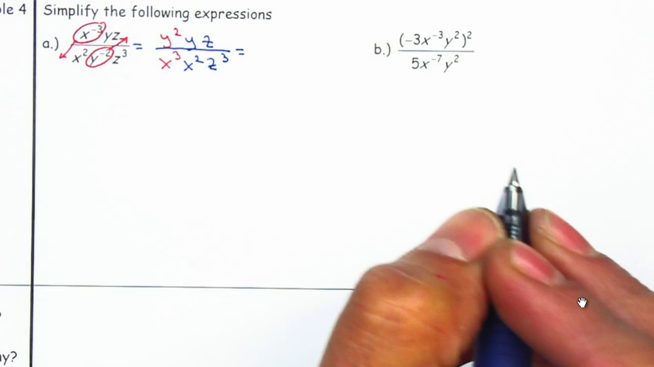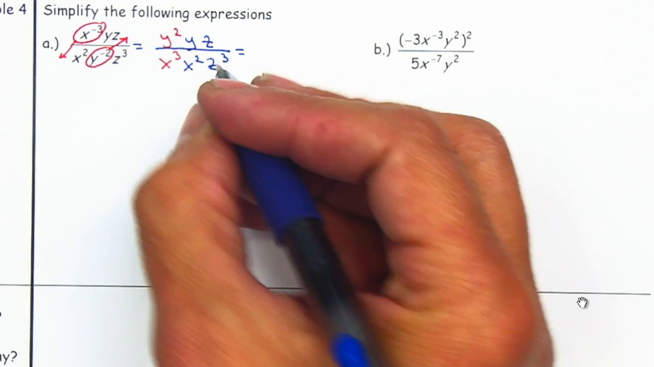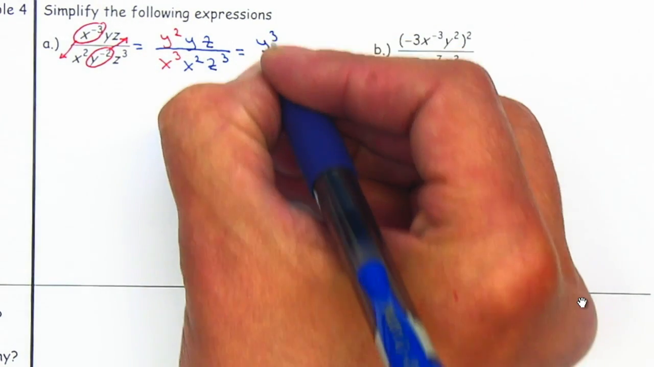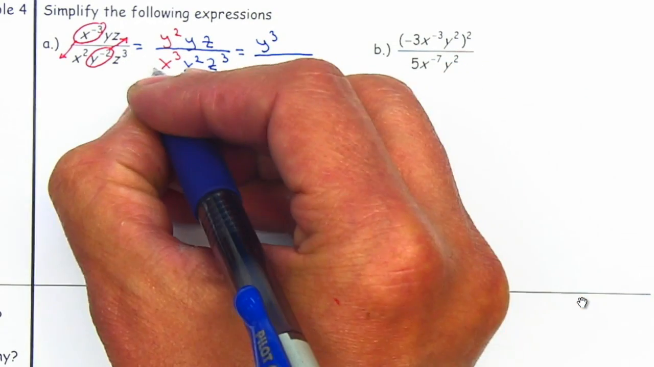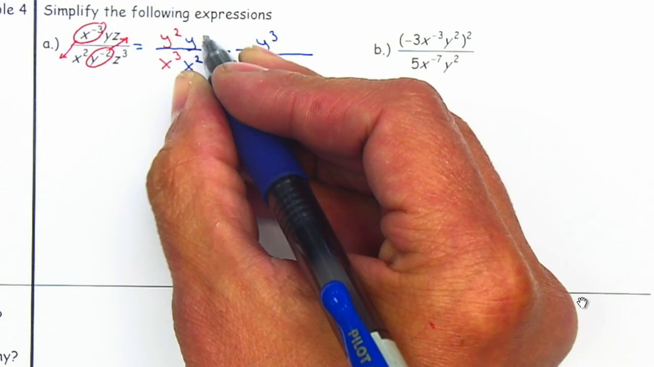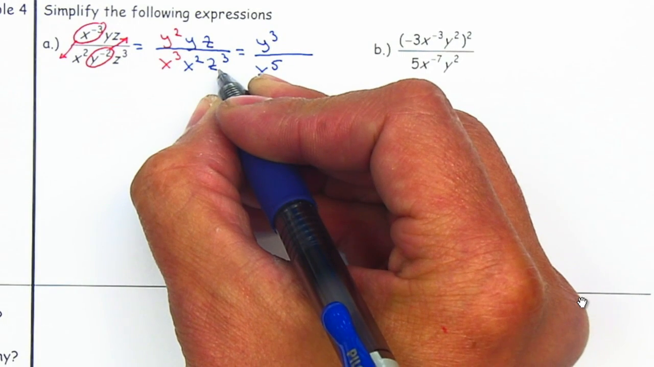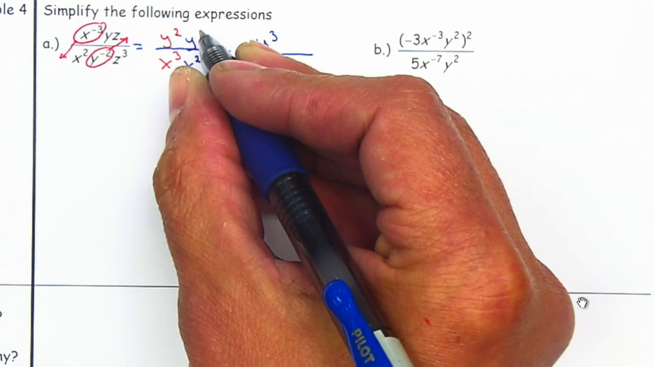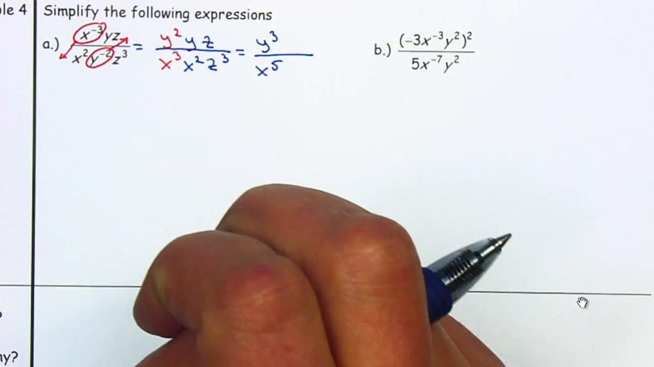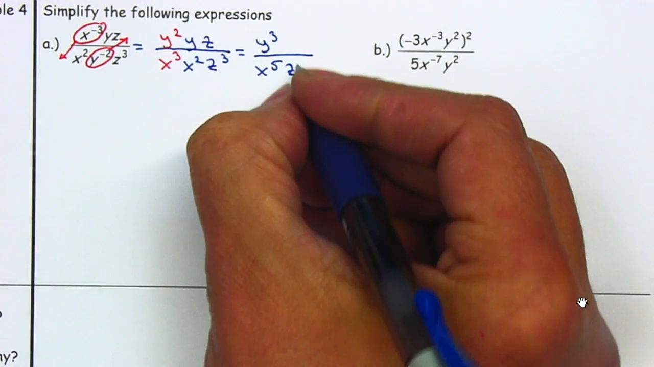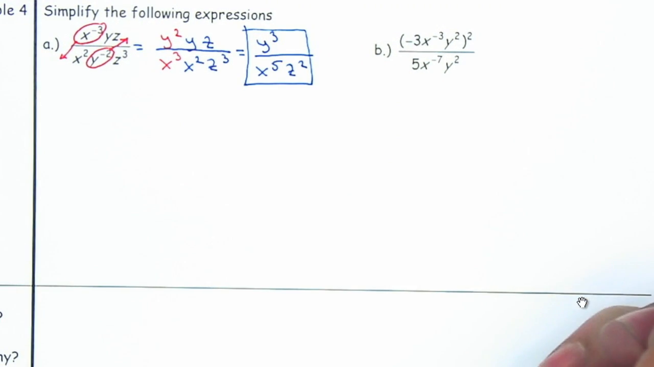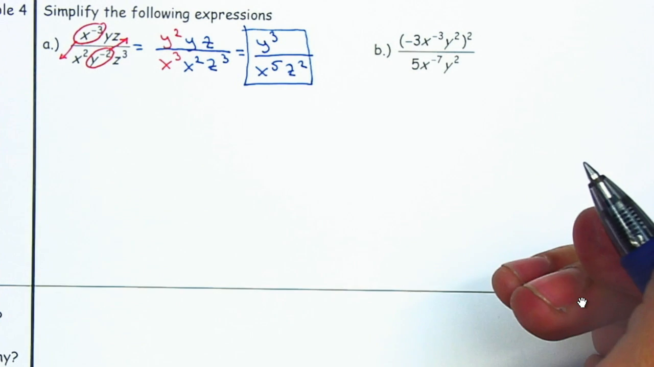So from here, I'm going to simplify the y's. How many y's do I have on top? 3. On the bottom, how many x's? 5. Now for the z's, I have 1 z on top, 3 on the bottom. How many cancel? 1. How many are left over? 2 on the bottom. Z squared. And that's it, an easy process.